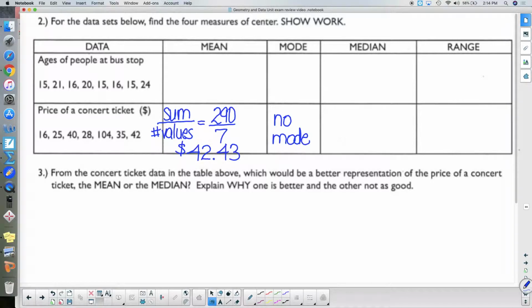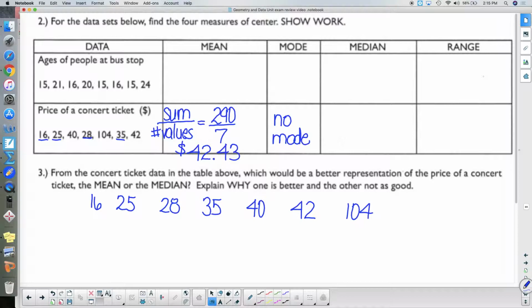Median. For this, I need to put the data in order to figure out the median. So I'm going to use a little bit of the space down below to do that. The least expensive ticket price was 16, followed by the 25, 28. So these need to be in order before I do that because I'm trying to find a price where half the prices are above it and half the prices are below it, because that's exactly what a median shows.